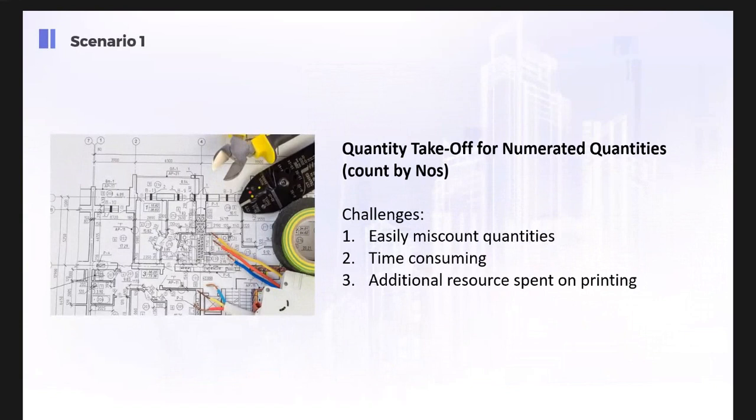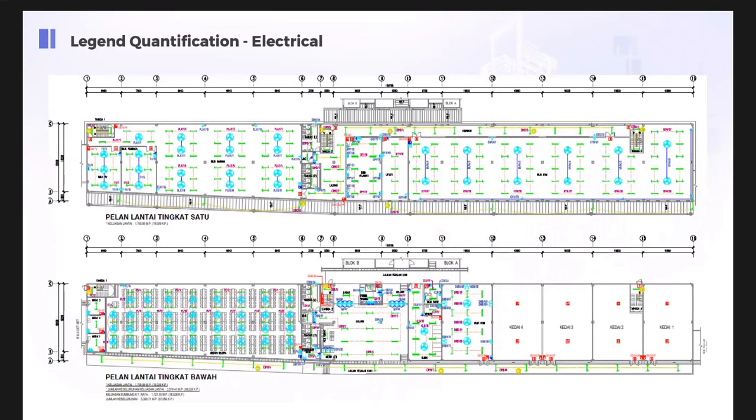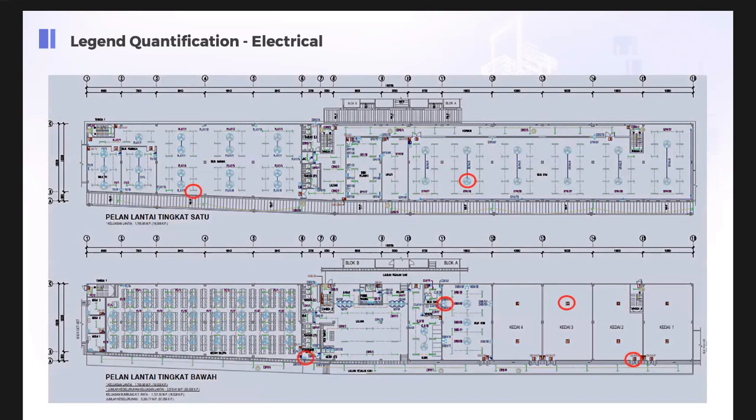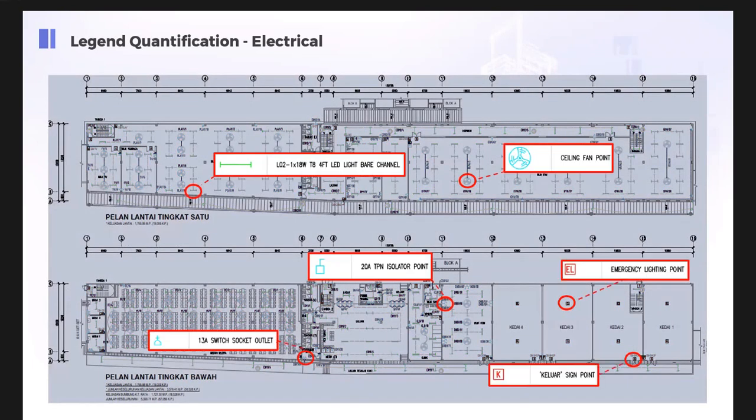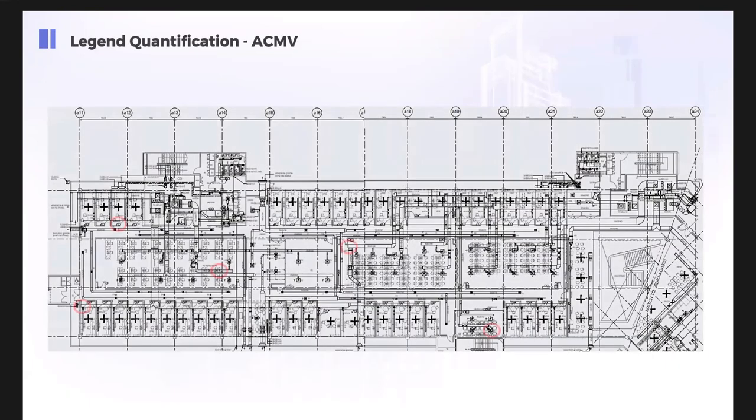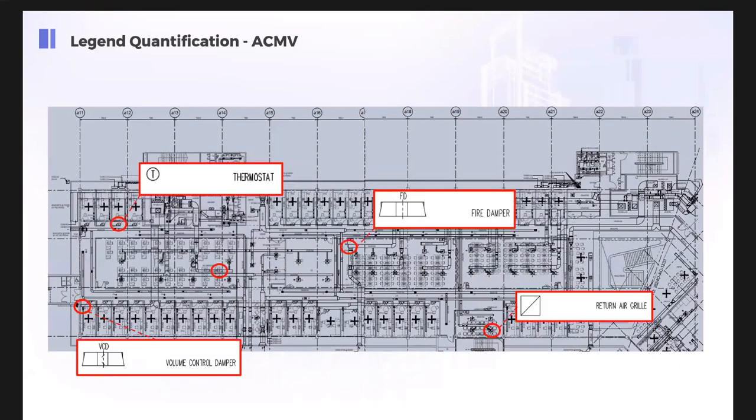So first of all, let us talk about numerator quantities, which are commonly calculated across all trades. Whether it be electrical, ACMV, or plumbing, we have quantities in all these trades that are required to be calculated in numbers. So for example, in an electrical drawing, we have lighting fixtures, fan points, socket outlets, switches, which are all calculated by numbers. Same goes for ACMV drawings, whereby there are dampers, air grilles, and diffusers as well.